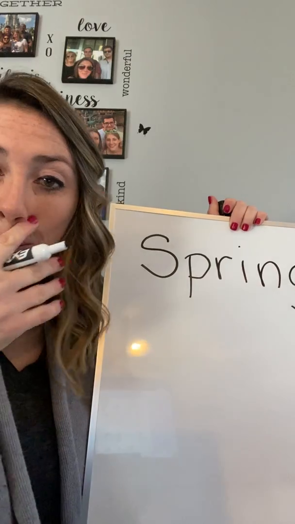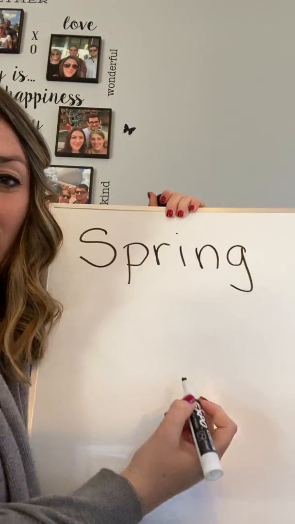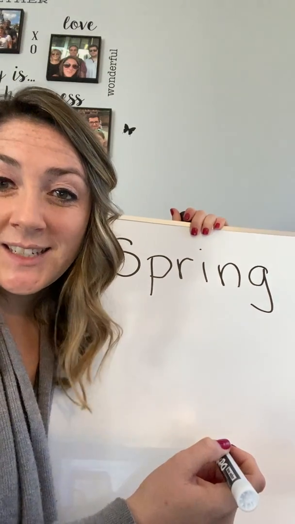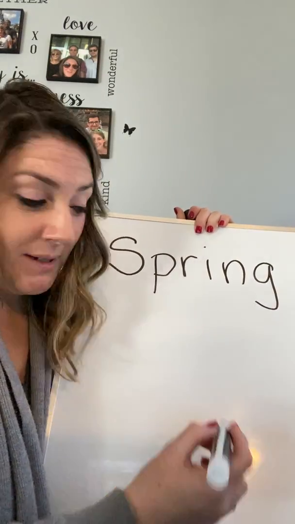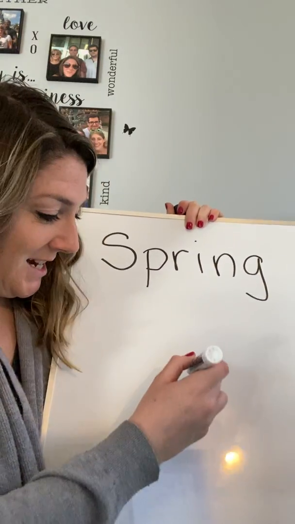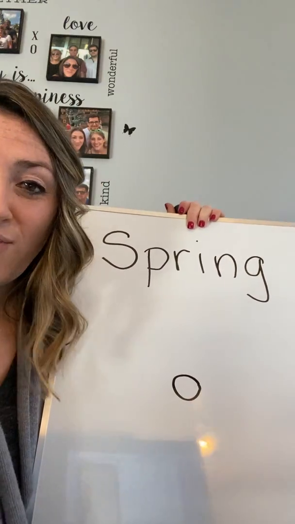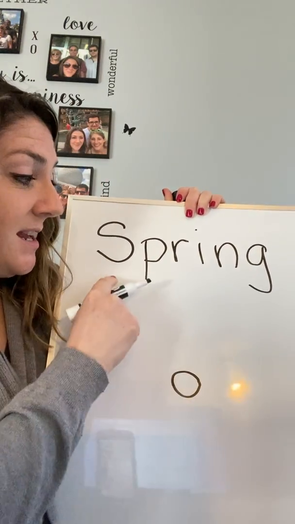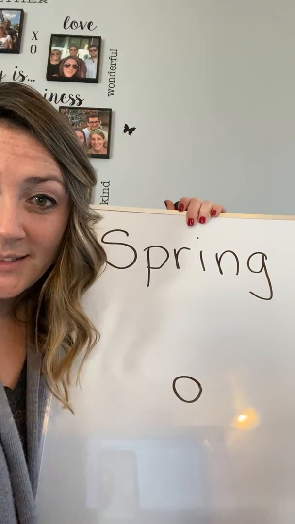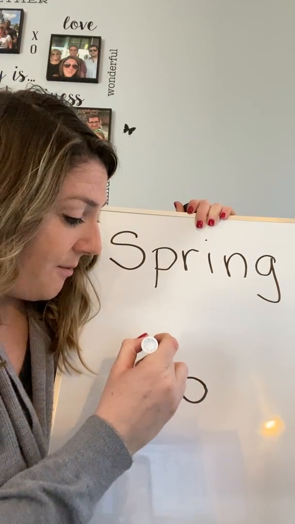So what I want you to do for today is a fun little craft and a drawing. Since it's spring and spring has flowers that pop up, I want us to make a sight word flower. So I am going to do the middle part of my flower. Since there are 6 letters in spring, I'm going to need 6 petals on my flower.